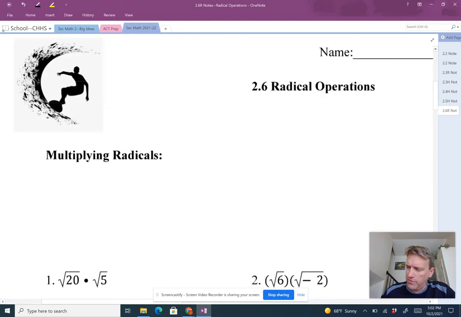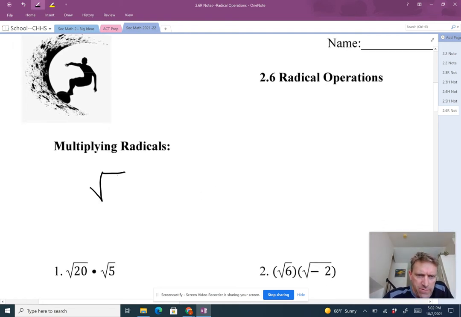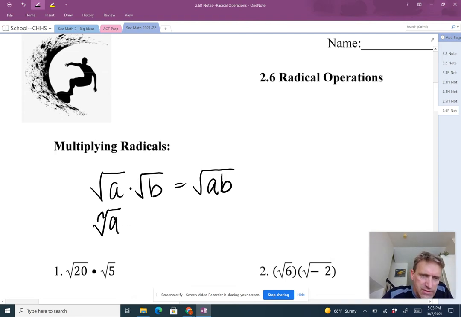So, first of all, for multiplying radicals, it's important to remember that if we have the product of two radicals, radical A times radical B, in this case they're square roots, but they could be any index. I'll give you another example in a second. That's the same as radical AB, or the radical of the product. So if I have the nth root of A times the nth root of B, that's equal to the nth root of A times B.